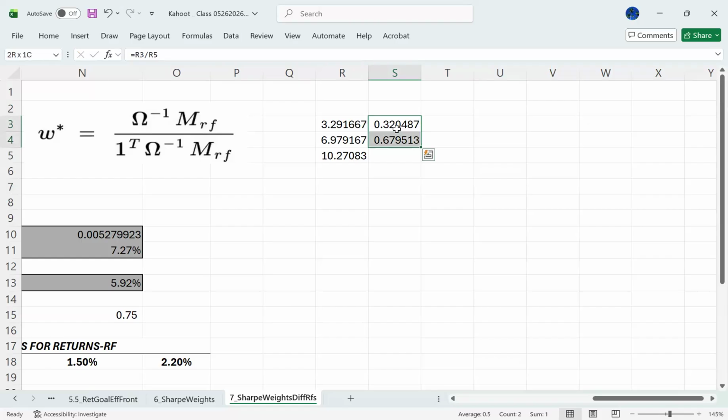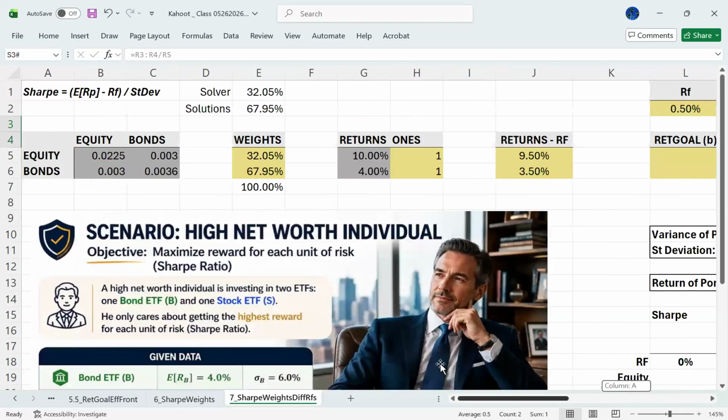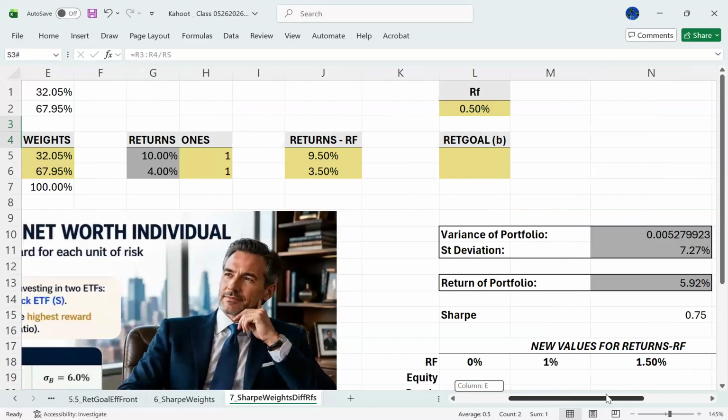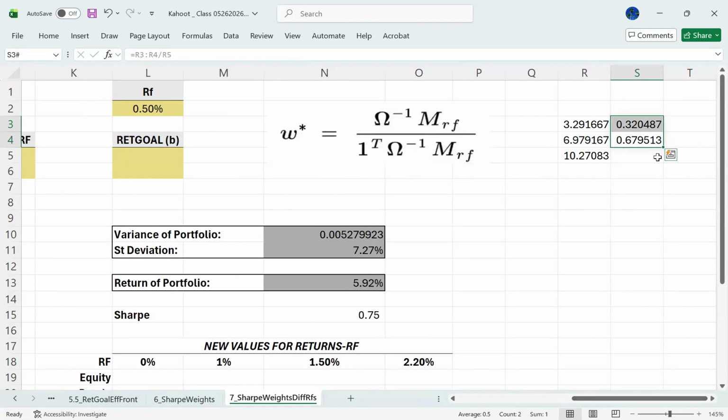I mean, you could also divide this new matrix by this scalar, and you get the two values, 32, 67, and that is exactly the same we already have here. Okay, so this is a two-step approach you can follow.